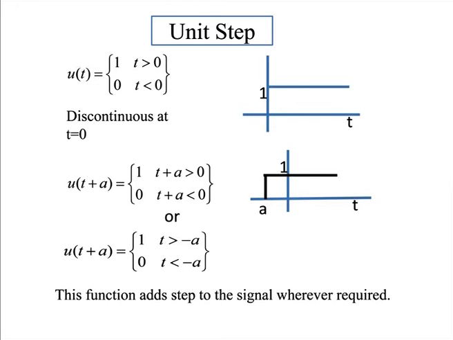So, u(t) equal to 1 when t is greater than 0 and equal to 0 when t is less than 0, because it is discontinuous at t equal to 0. So, u(t plus a) equal to 1 if t plus a is greater than 0 and 0 if t plus a is less than 0, or you can say u(t plus a) equal to 1 if t is greater than minus a and 0 if t is less than minus a. This function adds a step to the signal wherever required.